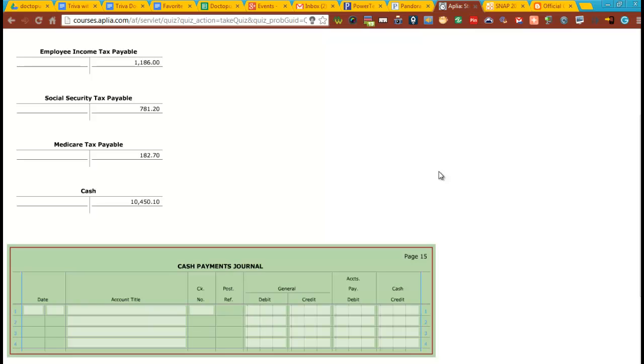I'm so excited. We haven't done that in a long time. Like 2 weeks. Haven't seen a journal. After we journalize, then we get to post. Woohoo! Not on this assignment, but normally.